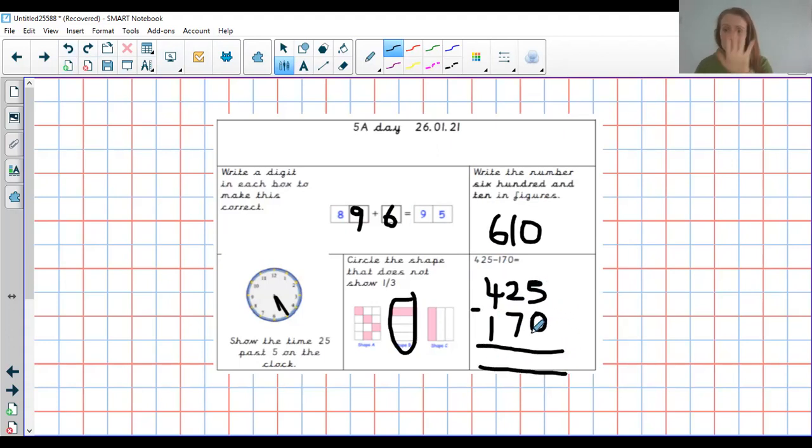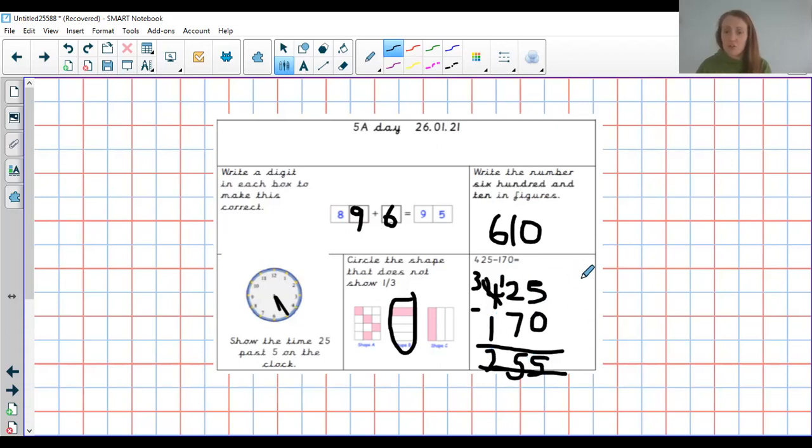So I would have done 5 take away 0 is 5. Excuse my handwriting, year 3. 2 take away 7. I can't do that, so I needed to go next door. Change that to a 3. Make this 12. 12 take away 7. So I can put 7 in my head and count on. 7, 8, 9, 10, 11, 12 is 5. In there. And then we've got 3 take away 1, leaving me with 2. So you should have got the answer 255 using your method here.